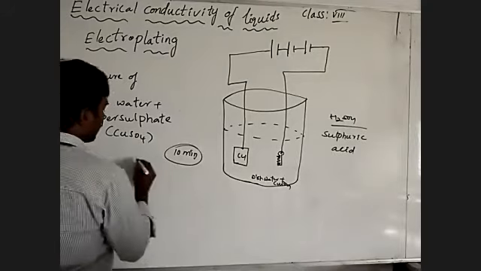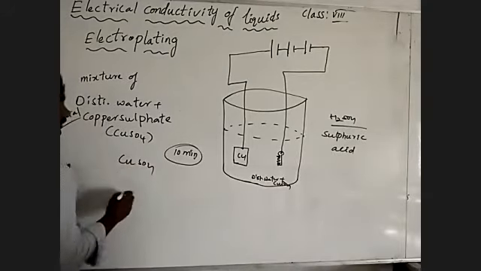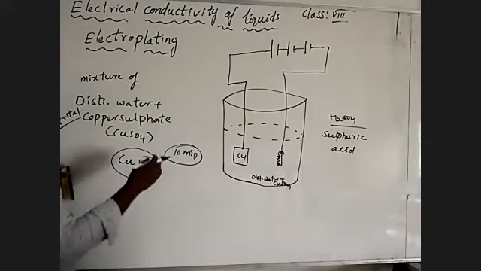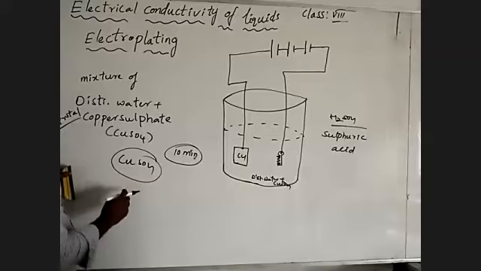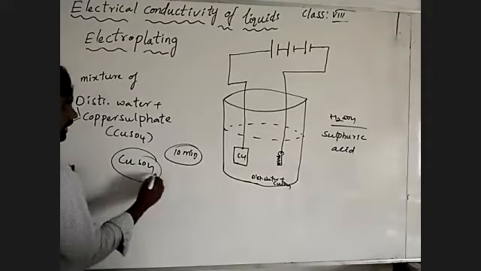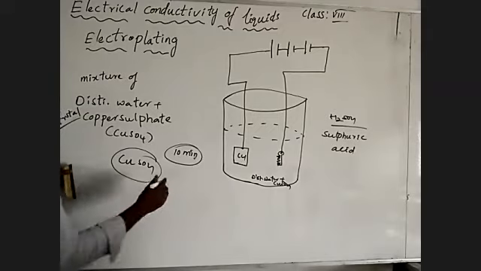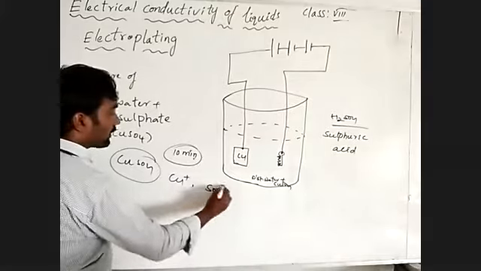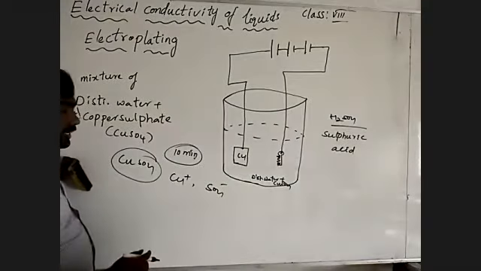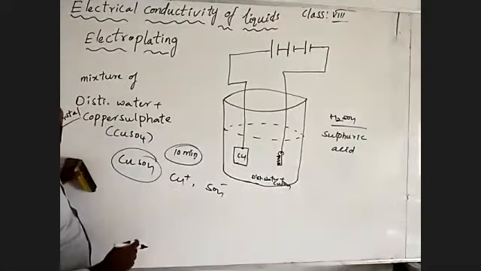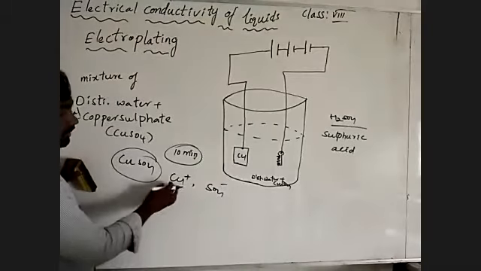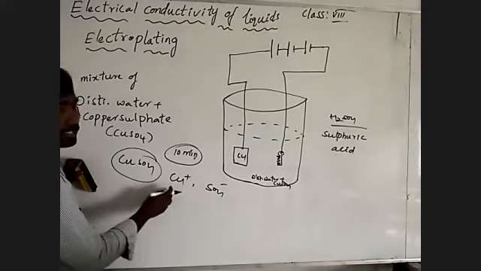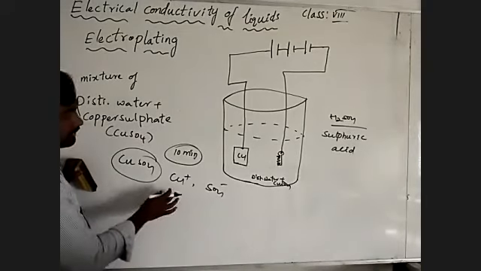The copper sulfate solution is present inside the graduated beaker. When electric current passes through this, the copper sulfate separates into copper ions and sulfate ions, that is, cations and anions. Understand? Like those will be formed.